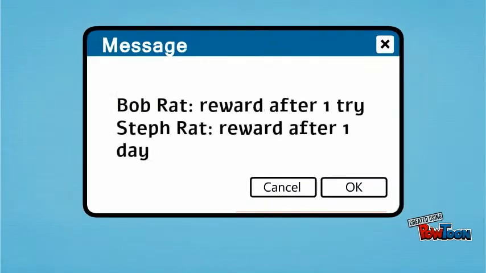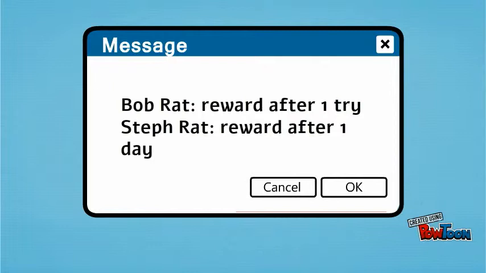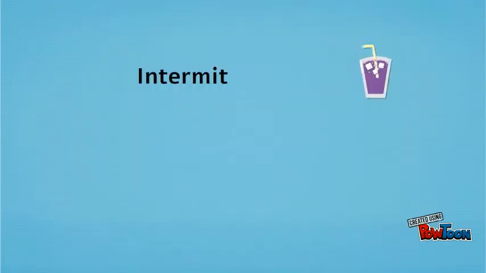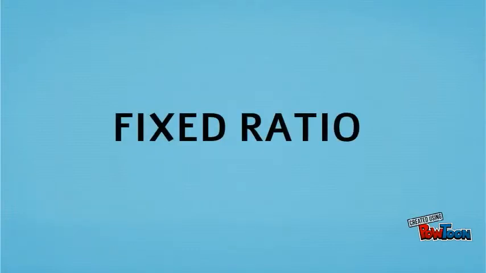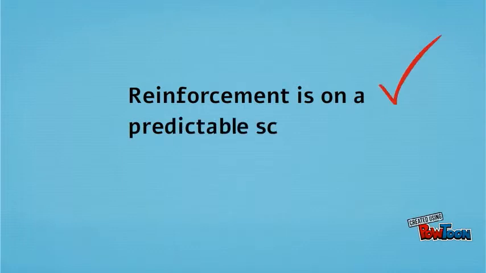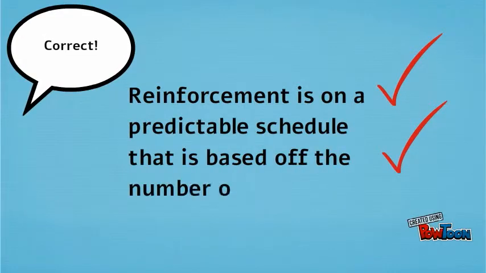Skinner achieved his result by using different schedules the rats had to follow. These became known as intermittent schedules. These are different ways to reinforce a certain behavior. The first schedule we will talk about is fixed ratio. This is when reinforcement is on a predictable schedule that is based off the number of correct responses made.